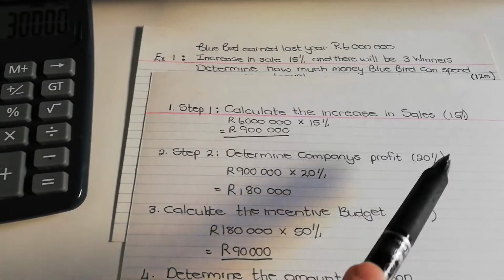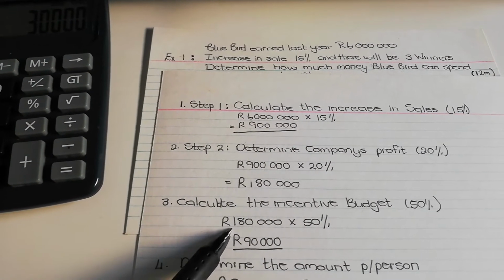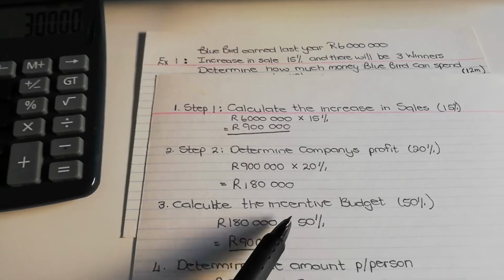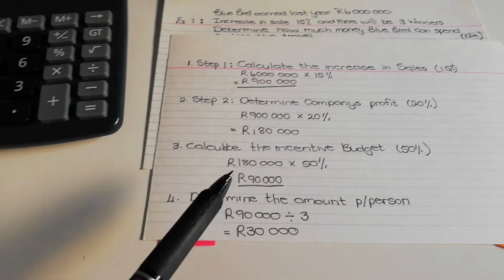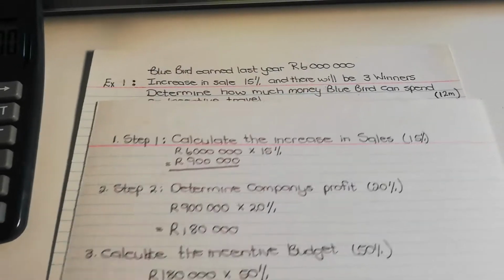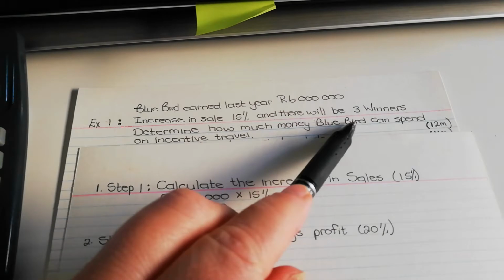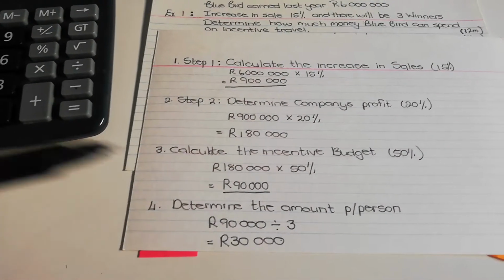You times by 20%, you get an answer. The answer is the starting point of the next step, times 50%. The answer there is the starting point of the next step. To determine the amount per winner, you go back to your question. You will see that it's 3 winners, and you divide by 3, you get your answer.